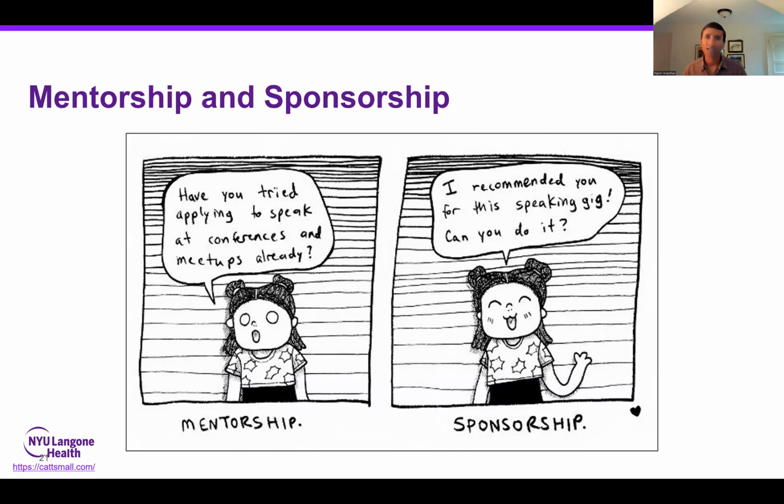The mentor asks the question, have you tried applying to speak at conferences and meetups? So really prompting the person to think about opportunities that might be available. In contrast, a sponsor, on the right, says, I recommended you for this speaking gig, can you do it? So really a sponsor who actually manifests those opportunities in very concrete terms.